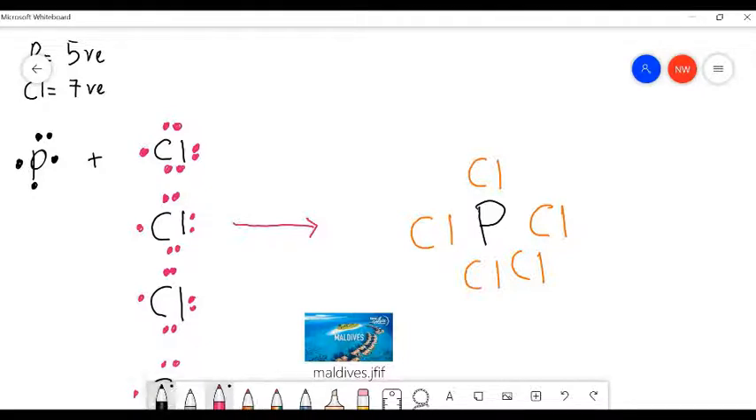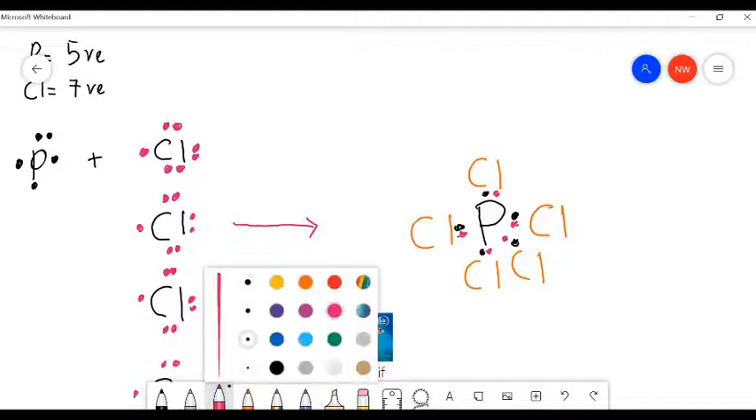So for the phosphorus, 1 here, 1 for here, 1 here for the Cl, 1 for the Cl, and 1 for this Cl. Okay, so now we make the bonding electron from the chlorine atom here, over here, and then over here, over here, and over here. Okay, now we are going to draw the lone pair electrons untuk Cl. So kita draw lone pair electrons untuk Cl.